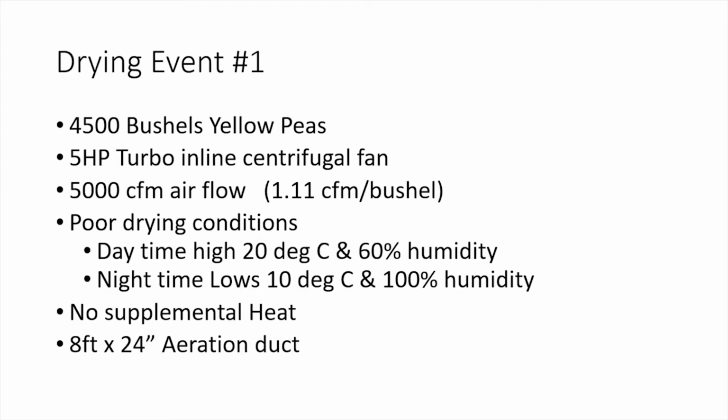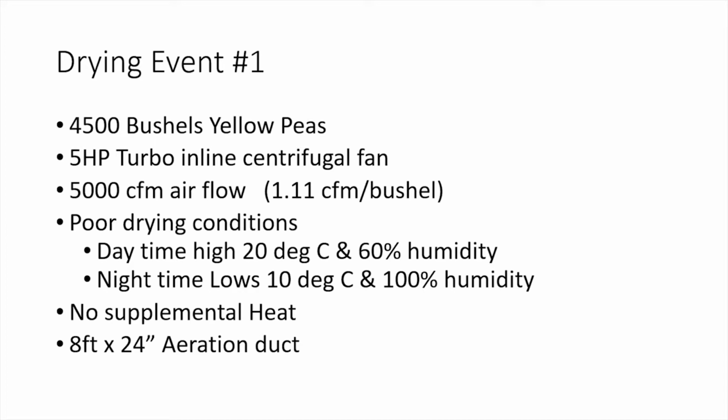The first drying event is 4,500 bushels of yellow peas. We had a 5-horse turbo inline centrifugal fan, so it's a slightly premium fan, just has a little more airflow for that 5 horsepower. We were moving 5,000 CFM, which is about 1.1 CFM per bushel. Poor drying conditions, daytime highs of 20 maybe, and 60% humidity, and nighttime lows of 10 degrees and pretty much 100% humidity.